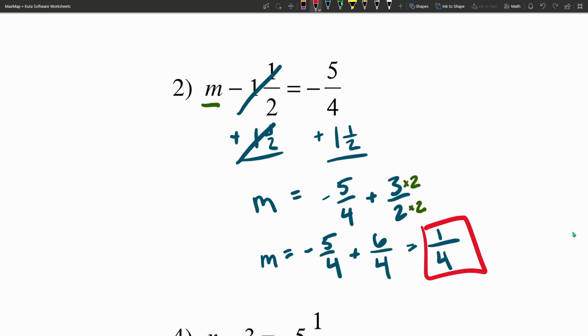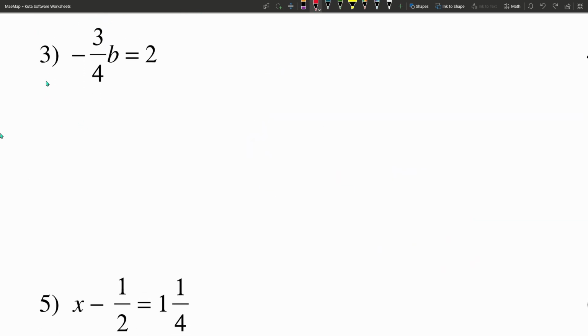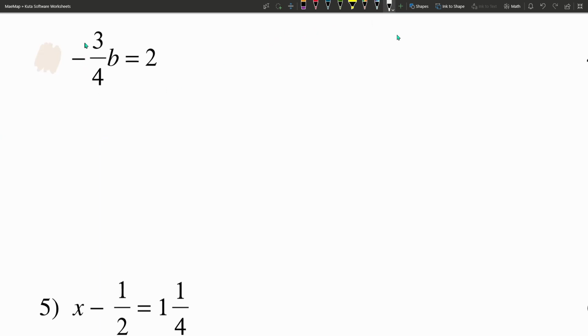Let's move on to number 3. For number 3, notice that my negative 3/4 is multiplied by b. So in order to get rid of something that's multiplied, what do we do? We're going to divide. But think about dividing by a fraction. If I divide by this negative 3/4, that's the same as multiplying by its reciprocal. So as opposed to dividing by a negative 3/4, let's cover that up so you can't see that number so it doesn't get in our way, I'm instead going to multiply by a negative 4/3. And whatever I do to the left-hand side, I do to the right-hand side.